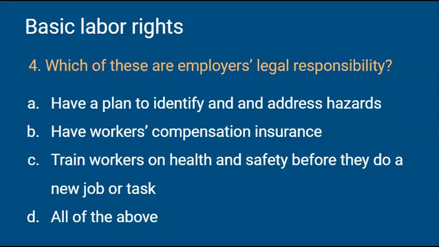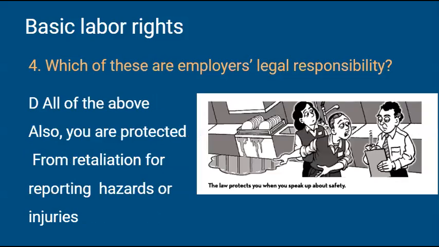Okay, so number 4, which of these are employers' legal responsibilities? A, they have to have a plan to identify and address hazards. B, they have to have workers' compensation insurance. C, they have to train workers on health and safety before they do a new job or task. Or D, all of the above. Well, all of those sound like very important things, and they're actually all legal responsibilities. So definitely D, all of the above.